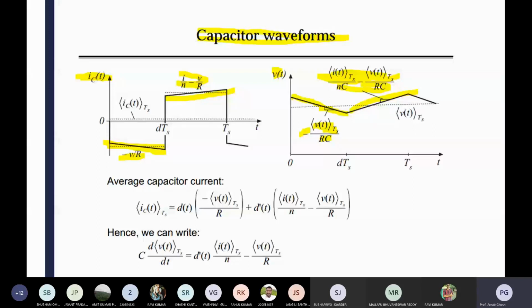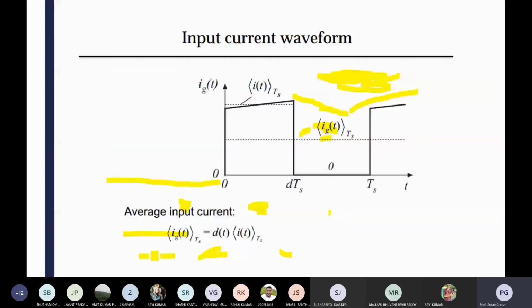Then there is the average capacitor current expression. For the on time you multiply the on-time capacitor current equation by the duty ratio, plus the off-time duty ratio multiplied with the off-time equation. Hence you can write the equation and add all of them. Vt Ts by R is common for the on time and off time, so if you add both of them it comes with 1: D plus D' equals 1. That is why there is no term of D, but this term consists of Vt. So you will get that averaged expression. Then the input current waveform.